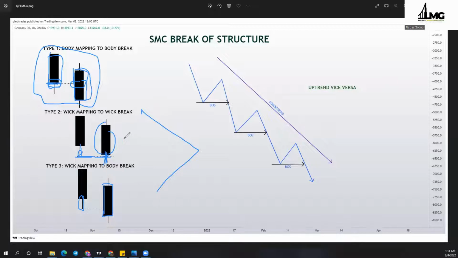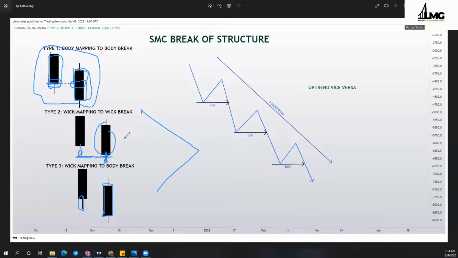So usually when we see a wick mapping to wick break on the market, it signifies that there's a probable manipulation, right? So keep in mind what I just said. It's a probable manipulation, not that it's a certain manipulation. So usually when we see price break by a wick, it's a probable manipulation, because if price is going to break straight to the downside, we want to see a full engulfing body breaking past the previous candle's wick. That gives us confirmation and certainty that we're actually now pushing to the downside.